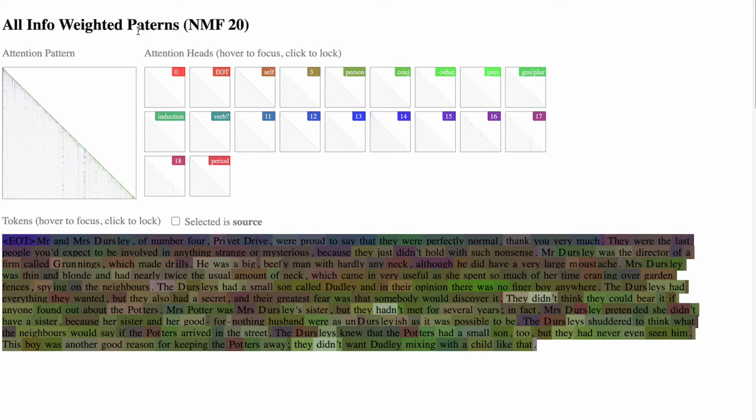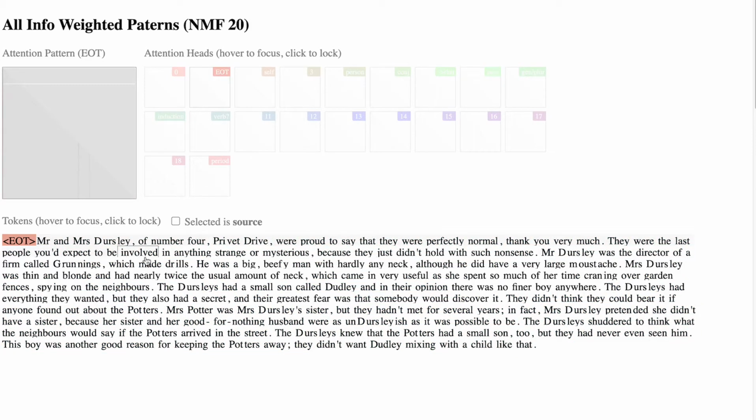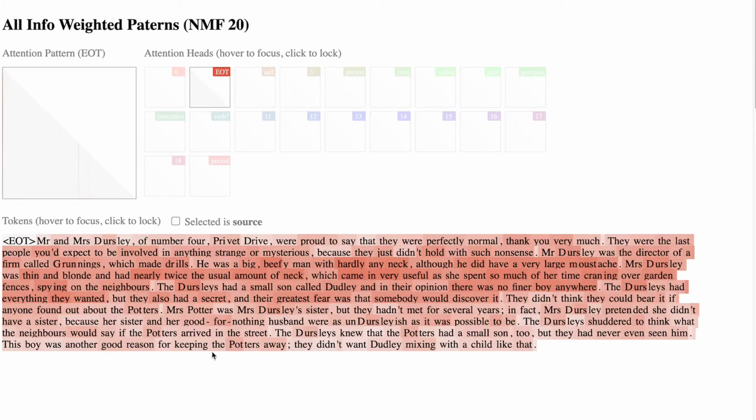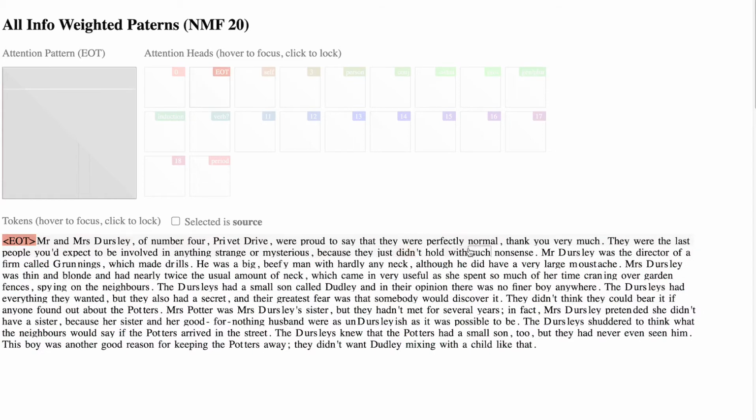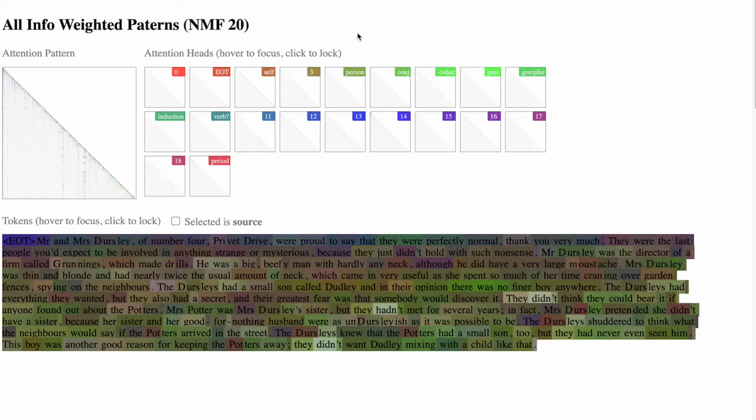We're going to do NMF with 20 factors, so we get 20 components that express different common patterns that the attention heads have. Some are not that interesting. Even though we did info weighting, there's one factor that really wants to attend to the EOT token. But there are a lot of really interesting ones.